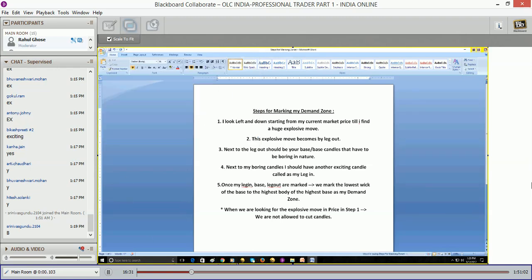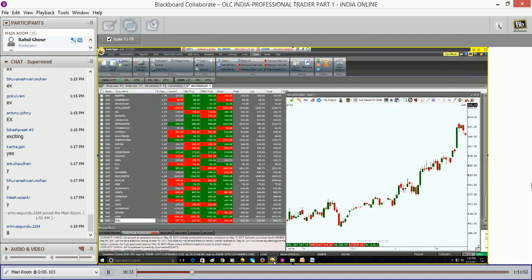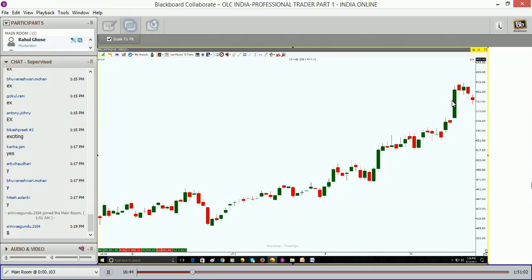Let's do this exercise once again for Reliance Capital. Now I wanted to mark my demand zone in Reliance Capital. Step number 1 is I start with my current market price. I look left and down till I find a huge rally. Would you all agree I have a big rally over here?